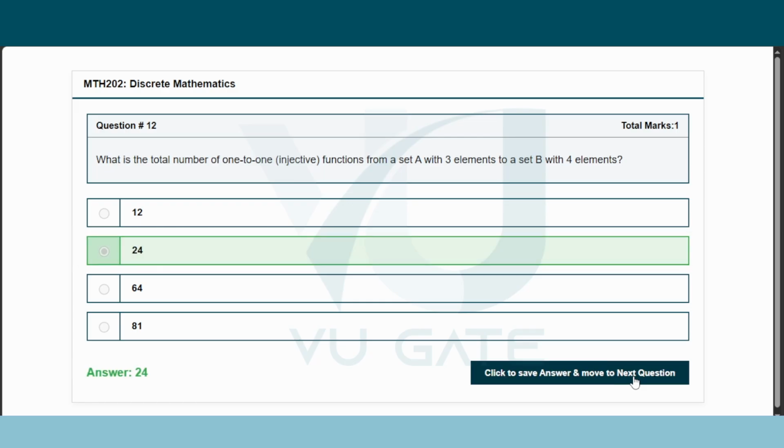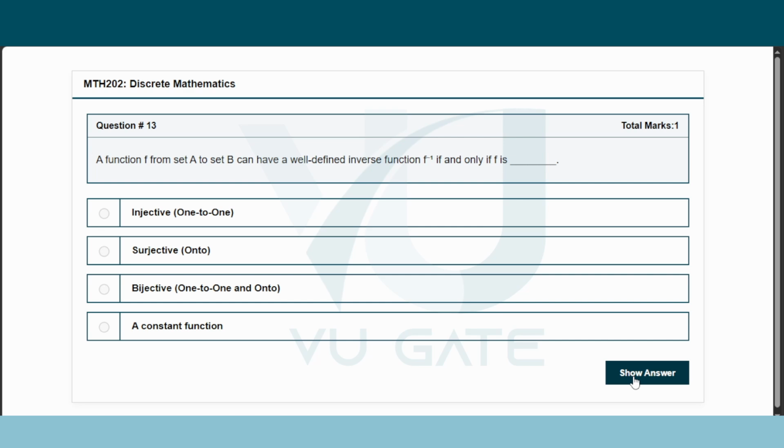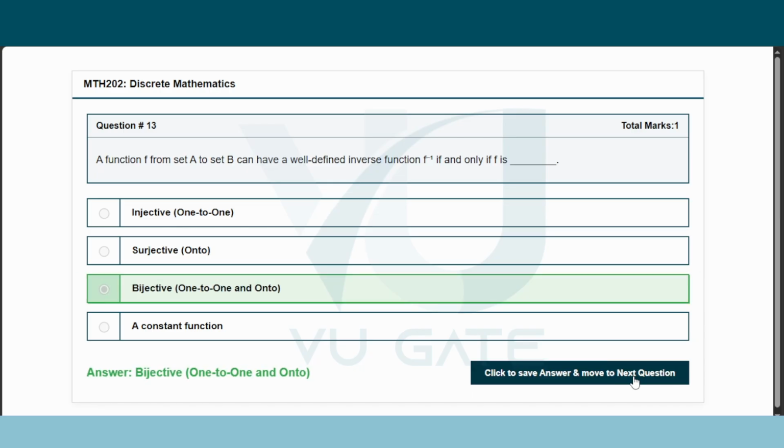Question number 13. A function f from set A to set B can have a well-defined inverse function, f inverse, if and only if f is blank. The correct answer is bijective, meaning one-to-one and onto.